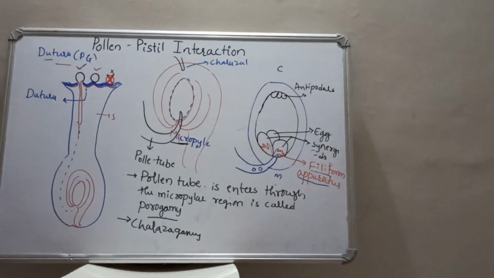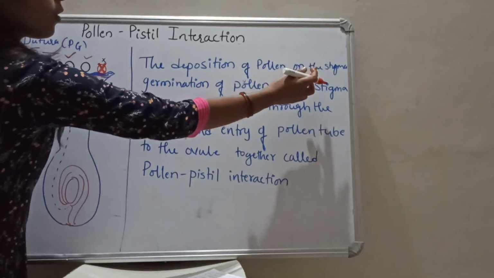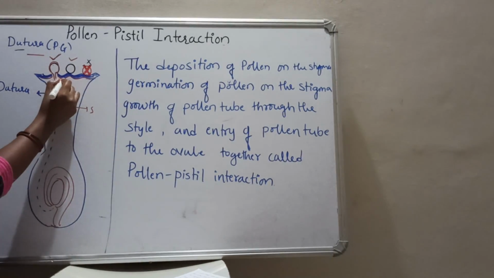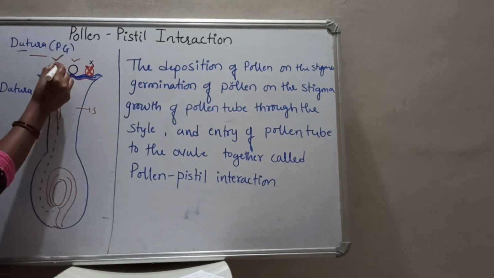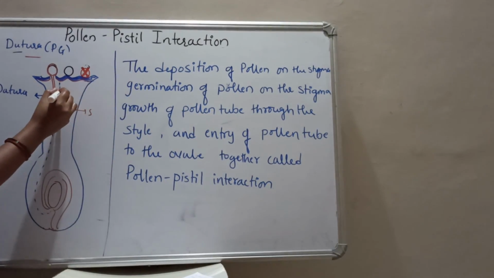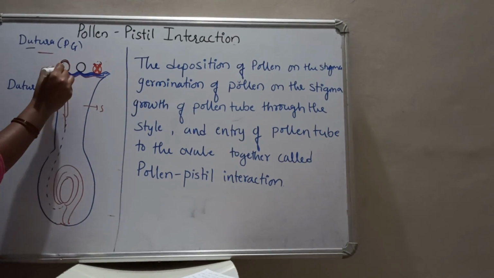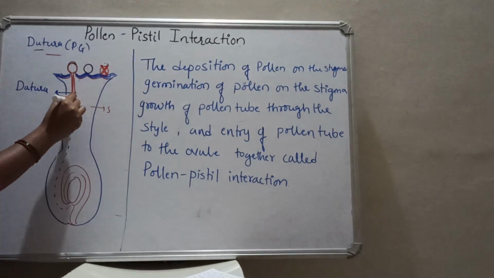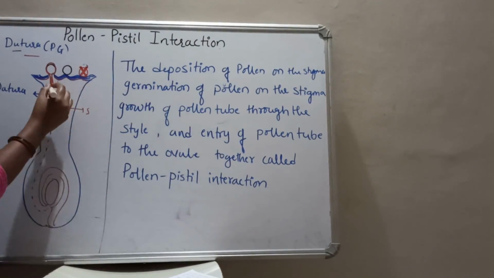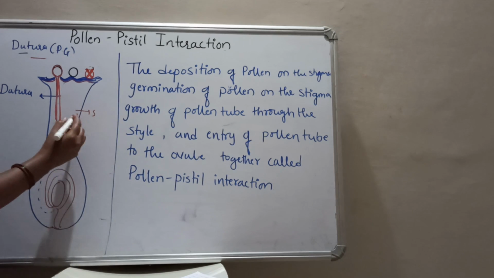Next, pollen-pistil interaction. The deposition of pollen grain on the stigma. Here is the deposition of the pollen grain on the stigma, and the germination of the pollen on the stigma. Here the pollen grains produce the pollen tube, that is the germination process. The pollen grain produces the pollen tube through the style region.